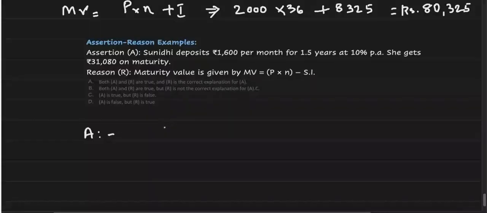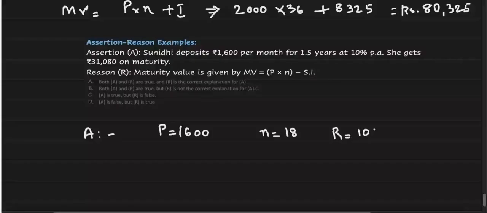Here, deposit 1600 per month. P value is 1600. And number of months, how many? 18. And rate of interest is 10%. And she gets how much? 31,000. Is this calculation correct or not? Let's find out. Let's find the interest first.